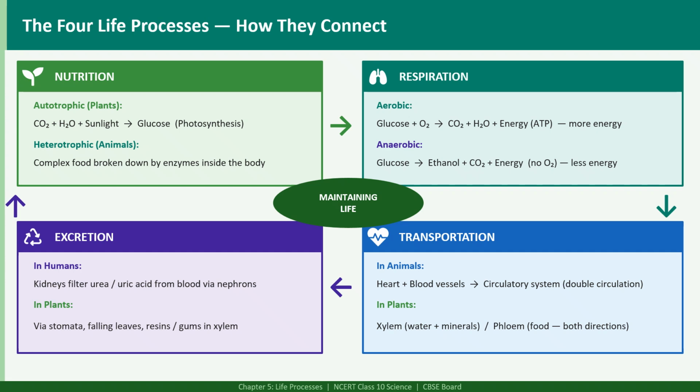But what happens in plants? In plants also, excess water and excess gases will be given out by means of stomata, and even by means of falling leaves, and resins and gums inside. So by means of these resins and gums, everything is happening in the xylem part.